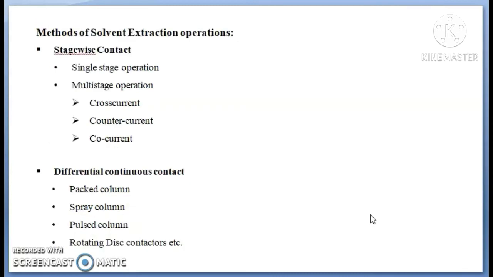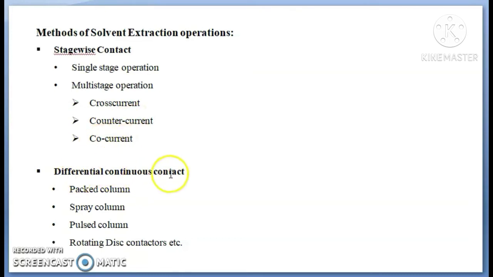Now we see the methods of operation for solvent extraction. We have stage-wise contact and differential continuous contact. The operations of solvent extraction are classified based on their type of contact. First is stage-wise contact, and the second is differential continuous contact. Stage-wise contact is classified as single stage operation and multi-stage operation. Multi-stage operation is further classified as cross current, counter current and co-current.